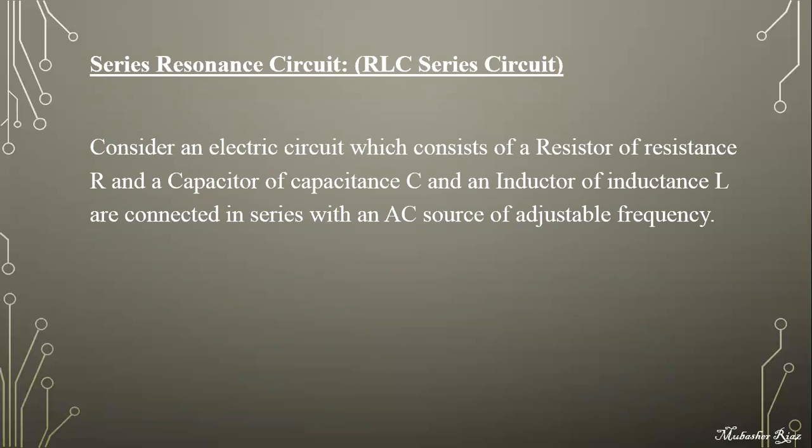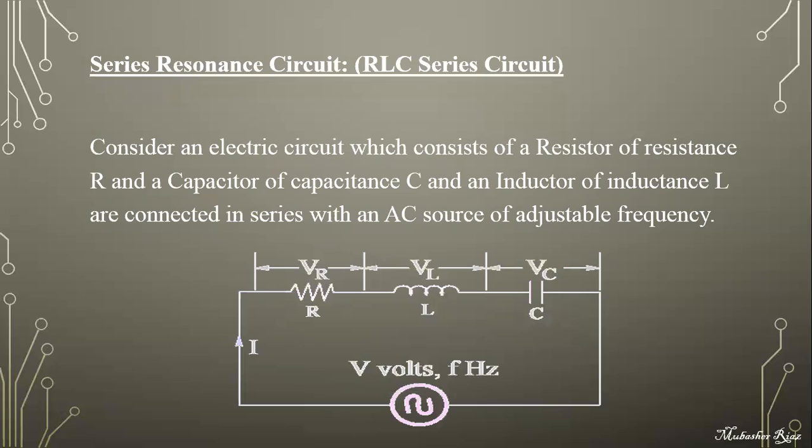यहाँ आपने याद रखना है कि जो सोर्स यूज किया जा रहा है उसकी फ्रीक्वेंसी एडजस्टेबल है, उसकी फ्रीक्वेंसी variable है. So let this is the electric circuit where these three components are present in series with an AC source. This is resistance R, then inductance, and the third component is capacitance. And we know that in series combination, the total voltage is divided across the components. So VR, VL, and VC are the potential drops across resistance, inductance, and capacitance respectively.